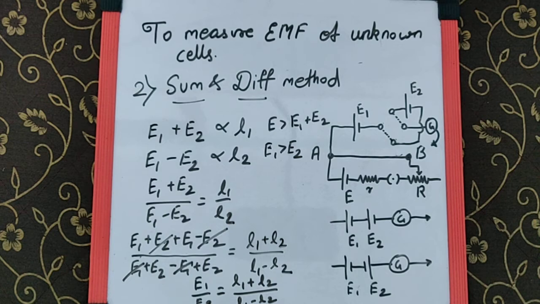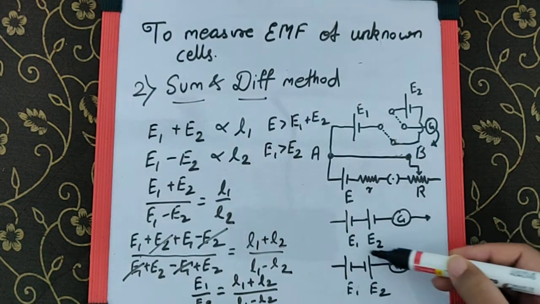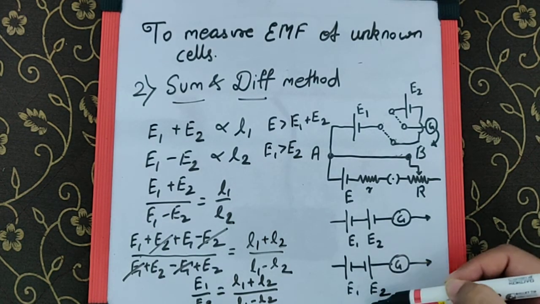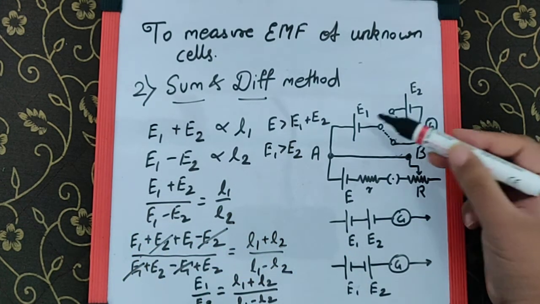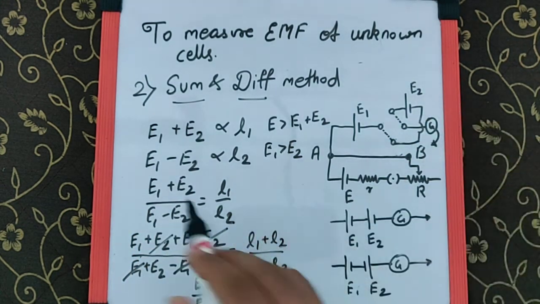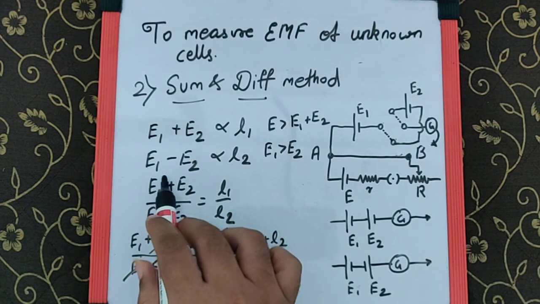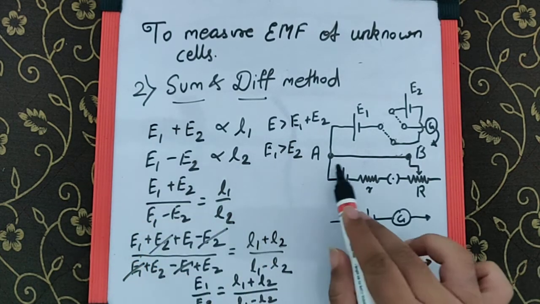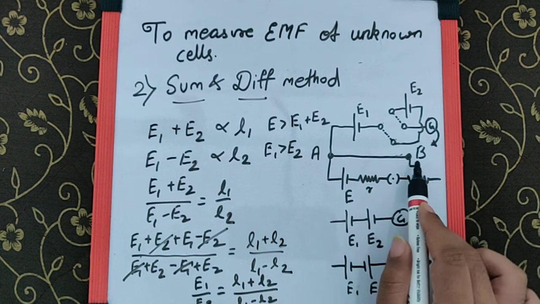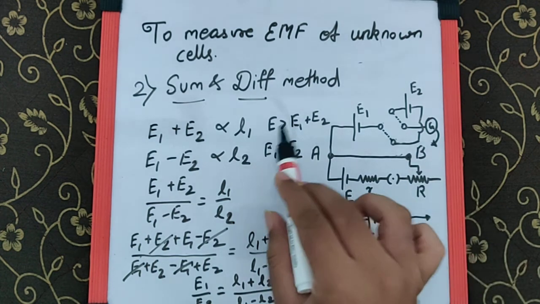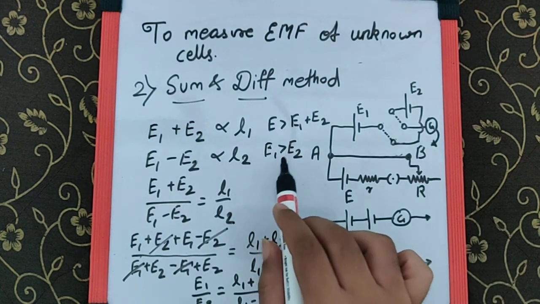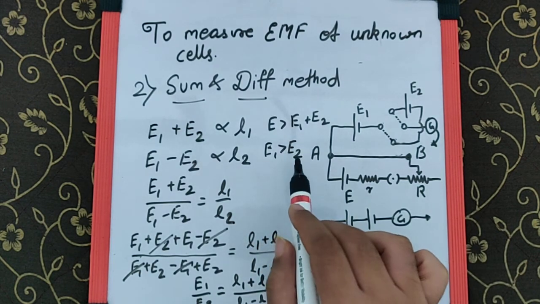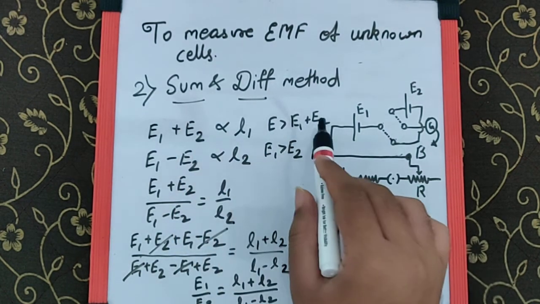This is important because we come across the difference between the two cells where we use E1 minus E2. In the case of E1 being less than E2, this difference becomes negative, and in the case of negative you will not find a null point. That means E should be greater than E1 plus E2. This is the first criterion, as well as E1 should be greater than E2. This is the second criterion to use the sum and difference method.